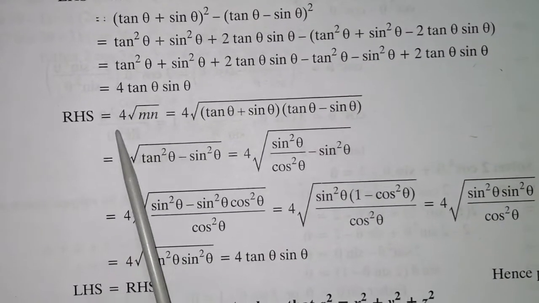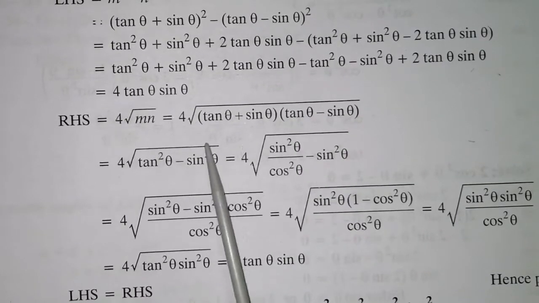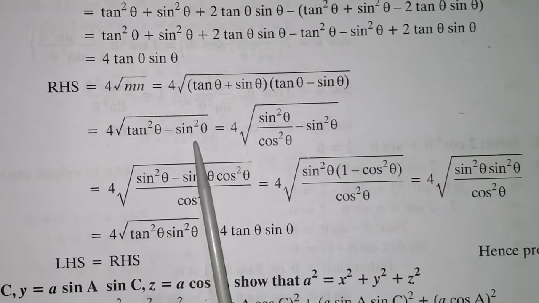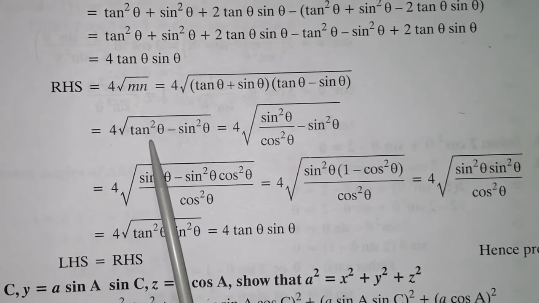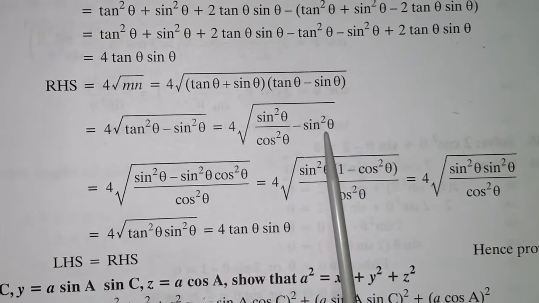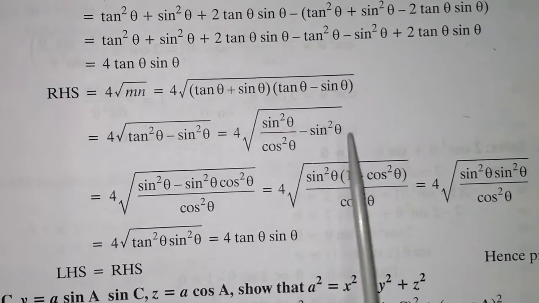Now the right hand side is 4 root mn. Again put the values of m and n. So (a plus b) into (a minus b) will be a square minus b square, right? Now change this tan square theta. This can be written as sine square theta over cos square theta, and this as it is. Take LCM. So cos square theta is the LCM. It will get multiplied with this.